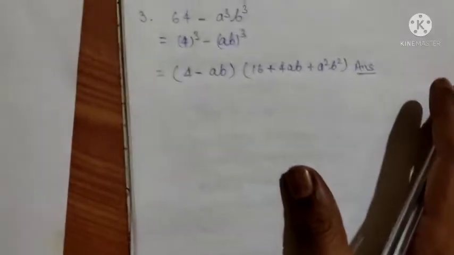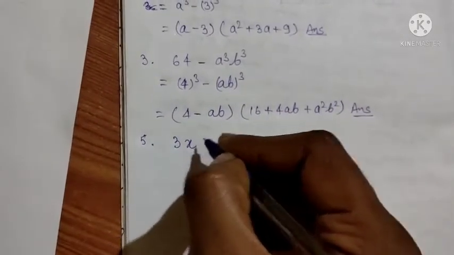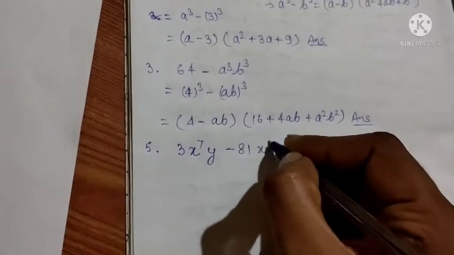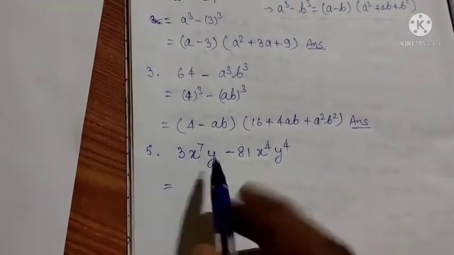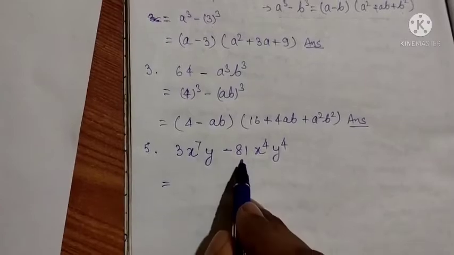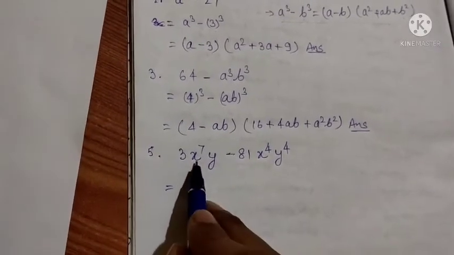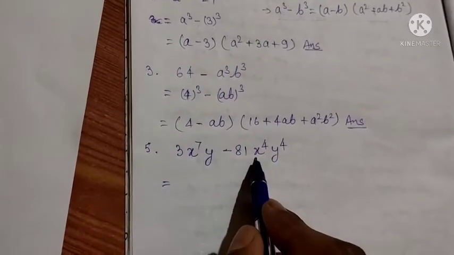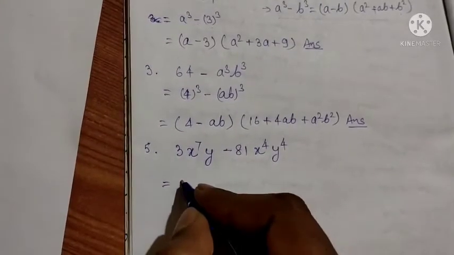Now we are going to solve question number 5. 3x to the power 7 y minus 81 x to the power 4 y to the power 4. Now clearly here 3 is common because 81 is also divisible by 3, as 8 plus 1 become 9, and from the x to the power 7 and x to the power 4, x to the power 4 is common, and y is common here, so we are going to take a common first.